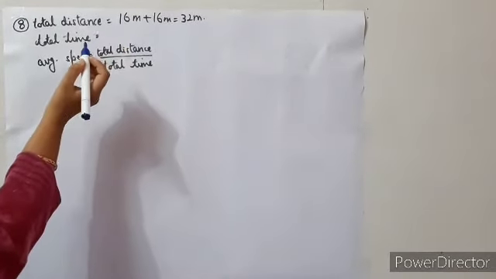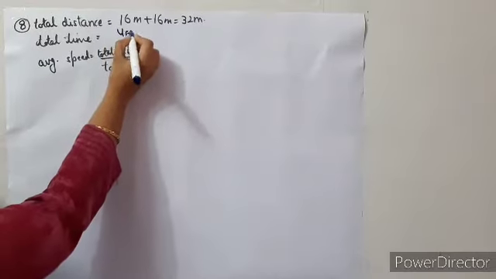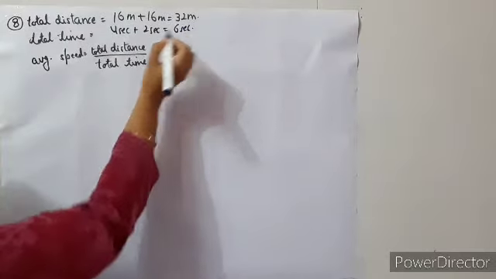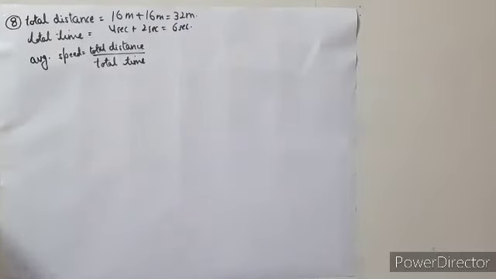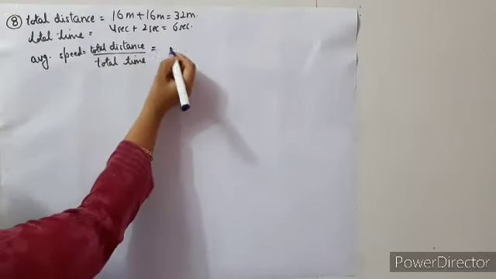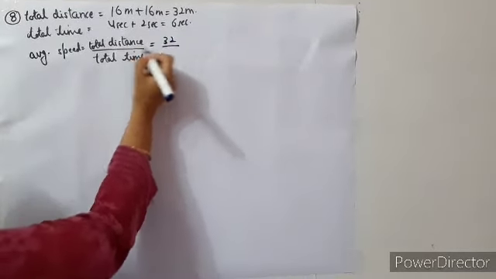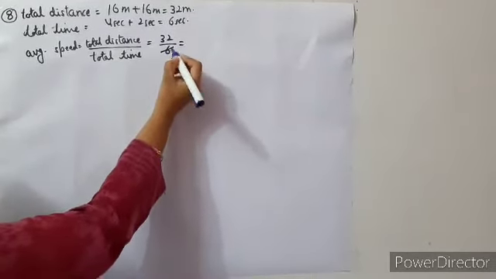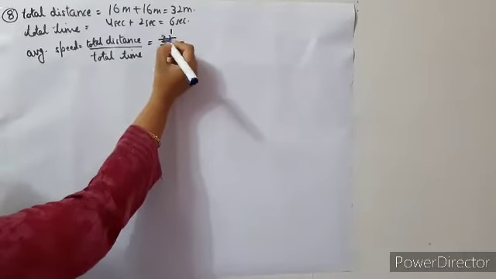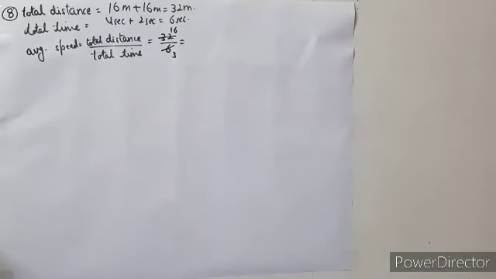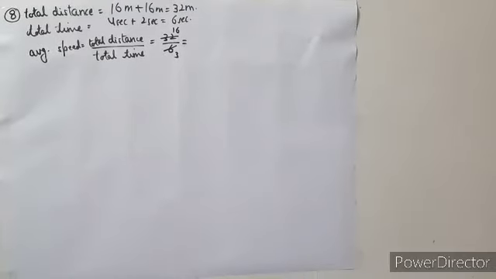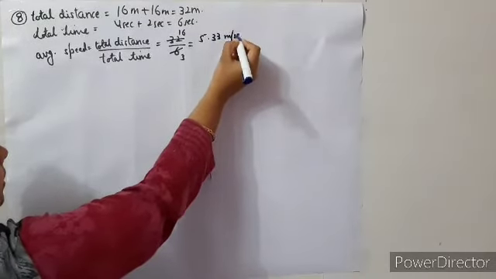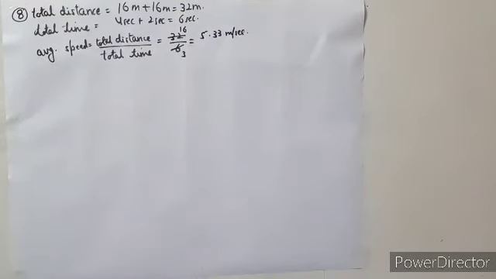First 16 meter are covered in 4 seconds. Next 16 meters are covered in 2 seconds. So the total time will be 6 seconds. We have to find out average speed, that is total distance over total time. So total distance is 32, total time is 6. So it is 32 over 6. 2 3s are 6, 2 1s are 2, 2 6s are 12. So it is 16 over 3. When you divide it, you get the answer as 5.33 meter per second. So this is going to be your average speed.